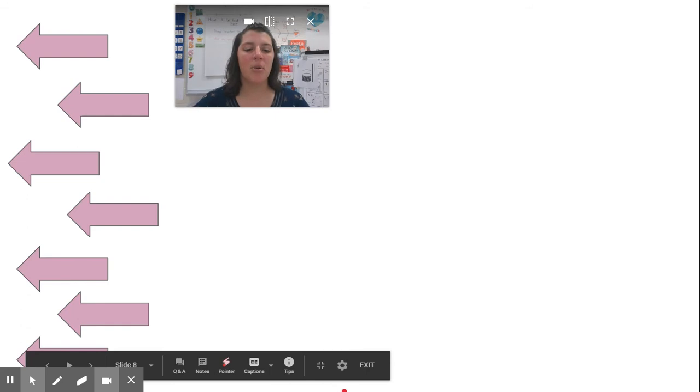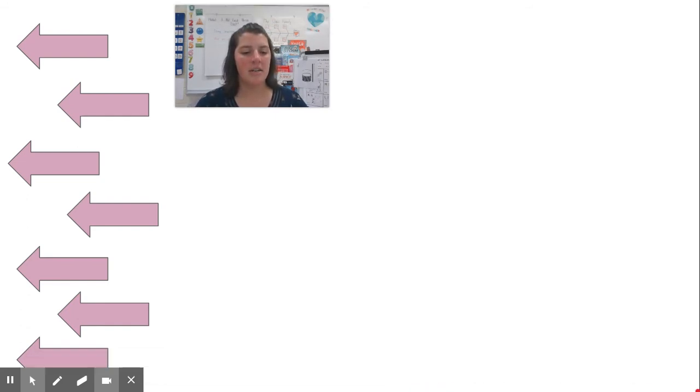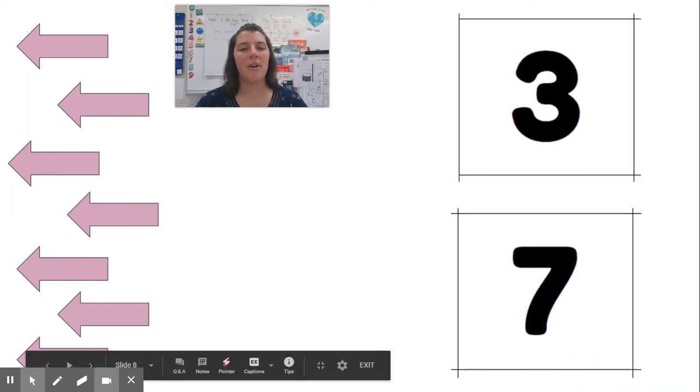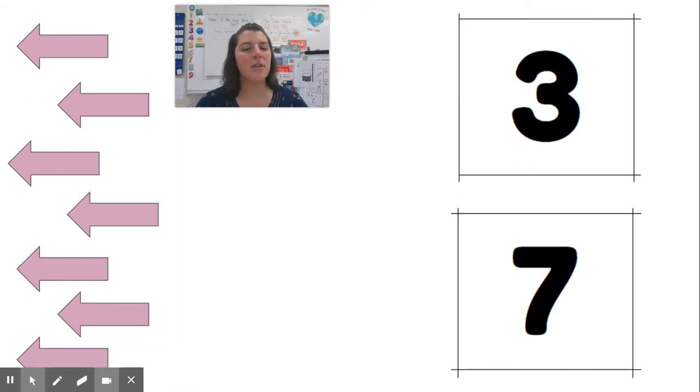This time I see some purple arrows. Can you count how many arrows are on the screen? Then find the number card to match. Does your number card match one of these? If not, what do you think you should do? That's right, you might need to count again to check your answer.